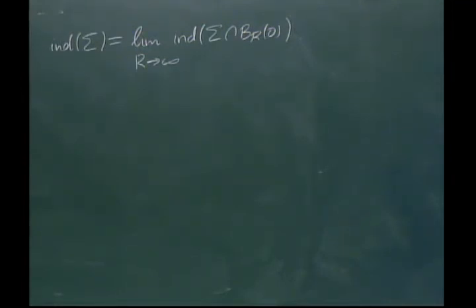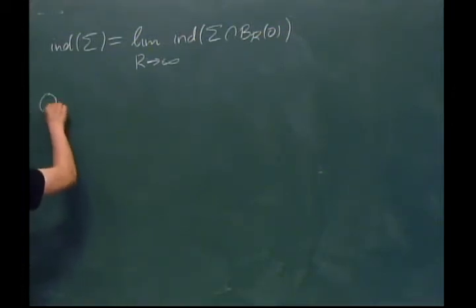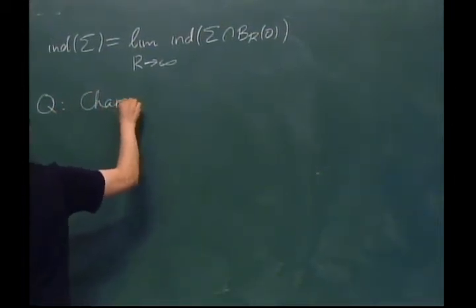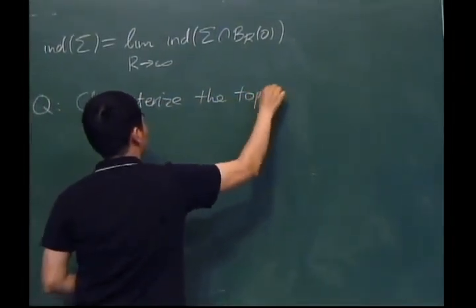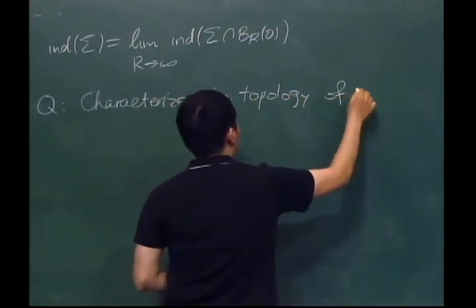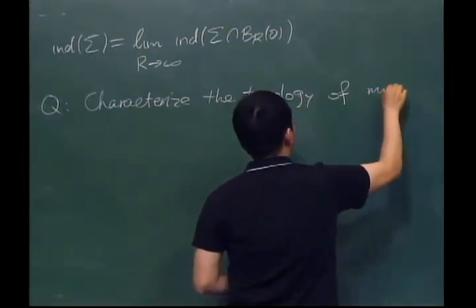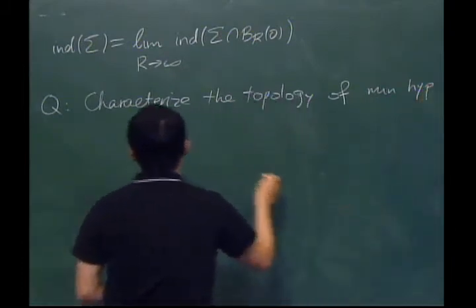Okay, so as you see, index is a notion naturally coming from the variational and analytic theory of minimal surfaces, hypersurfaces. Then as geometers, we naturally want to relate this notion with the geometric or topological invariants of the surface. So a natural question to ask is to characterize the topology of a minimal hypersurface of given index.